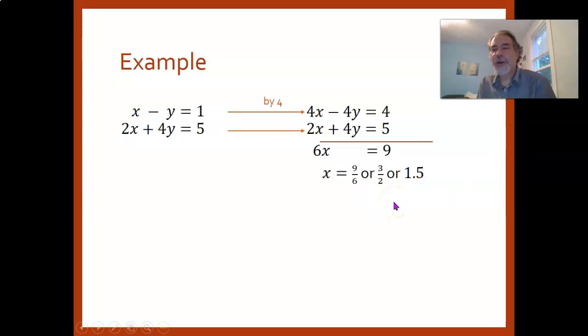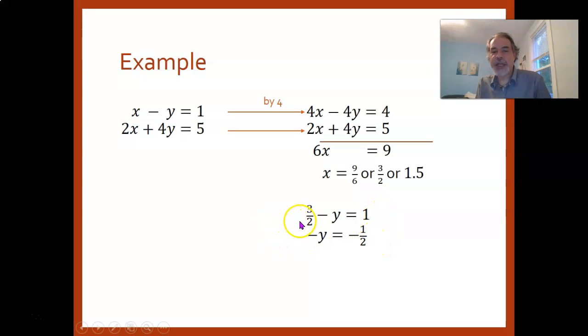So we got our number for x, 3 halves or 1.5. Stick that into either one of the equations for x. If I do it here, 3 halves minus y equals 1. Then if I subtract 3 halves on both sides, negative y would equal 1, which would be 2 halves, minus 3 halves would be negative 1 half.